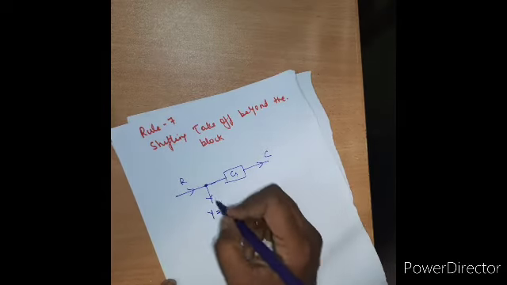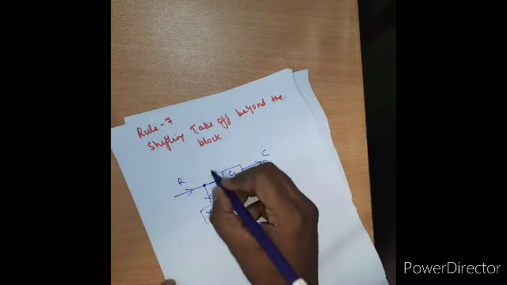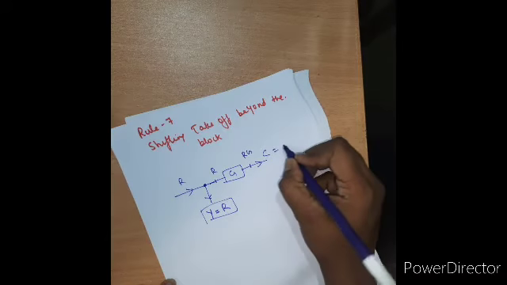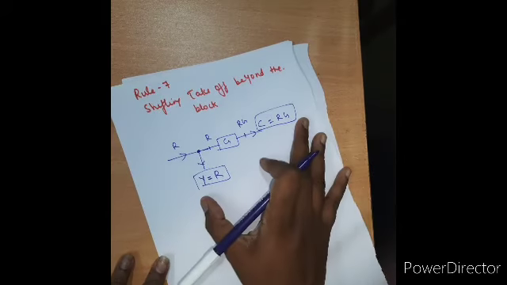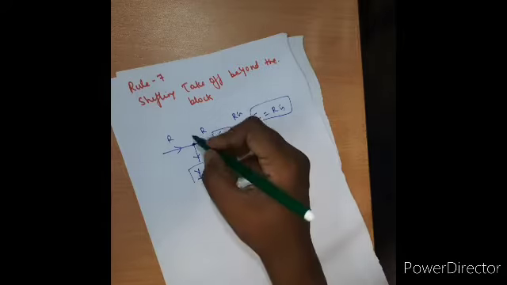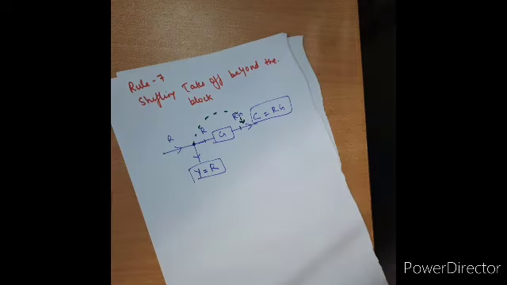Okay, at Y what will be? Y is equal to R is my output. Here this R will be there. When it comes to this point, it will be R into G. So output is R into G. This is my output. So this I should get even after shifting the takeoff point beyond the block.